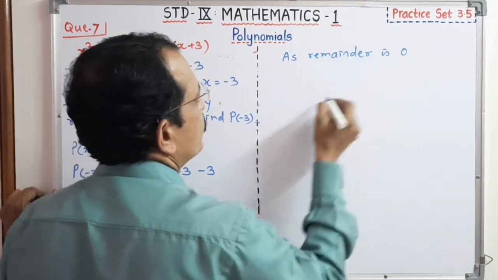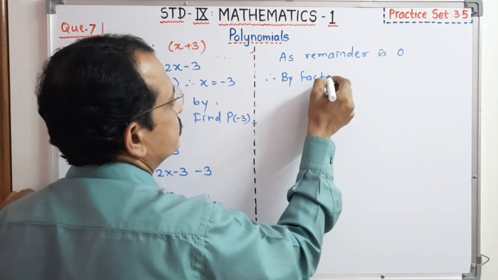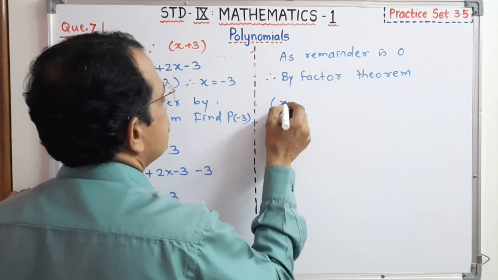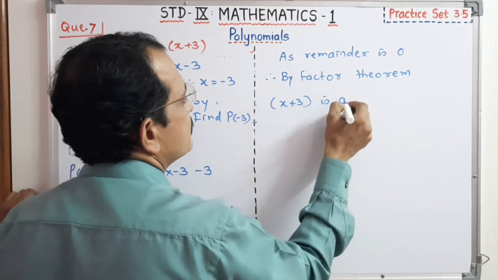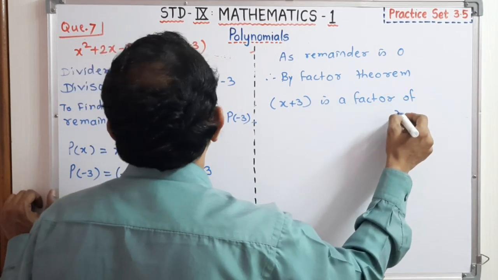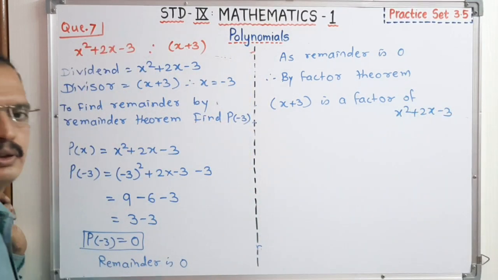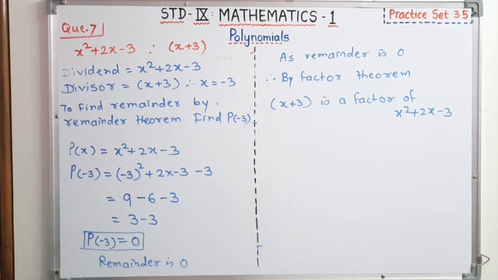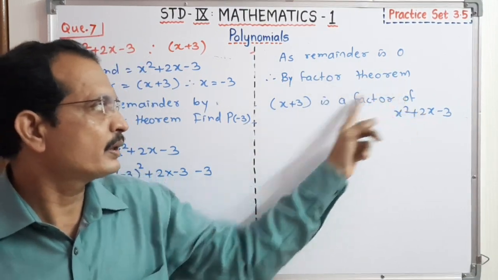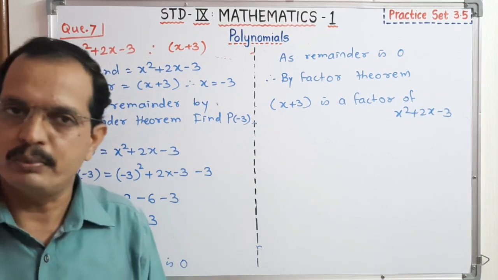As remainder is 0, therefore by factor theorem, x plus 3 is a factor of x square plus 2x minus 3. Simple calculation is there. Just we have to find out the remainder. Remainder is 0. Therefore by factor theorem, x plus 3 is a factor of the given polynomial.